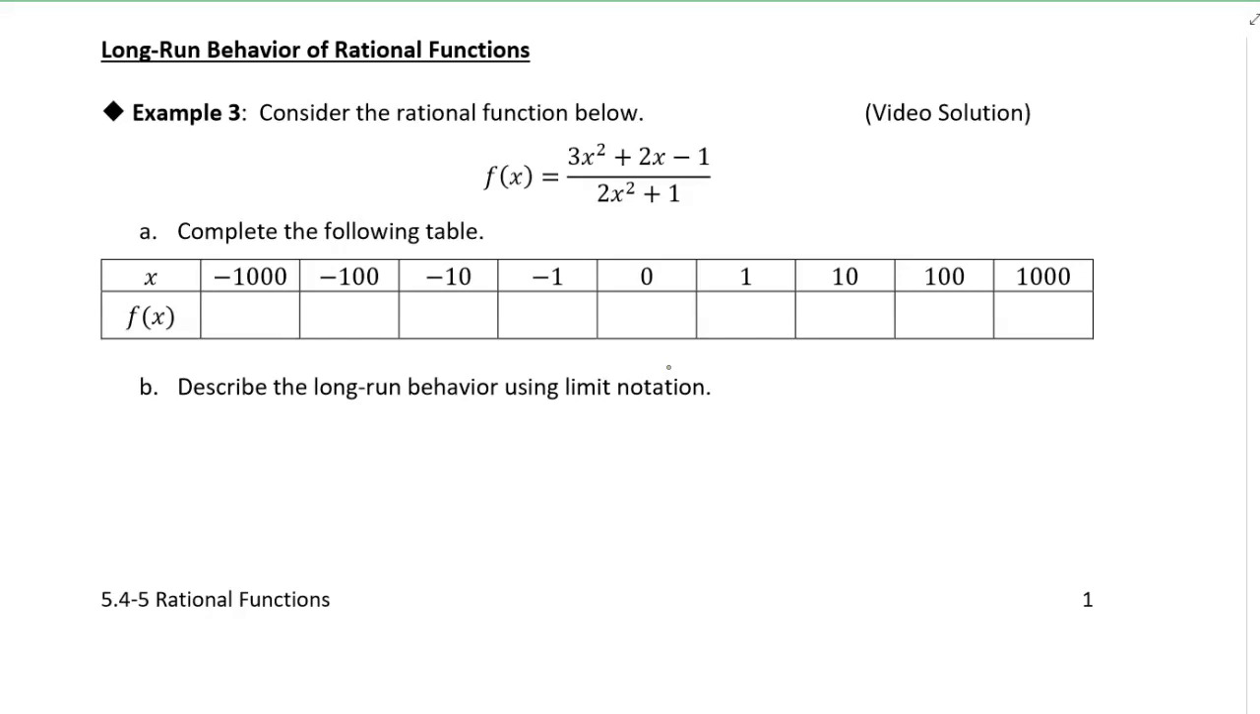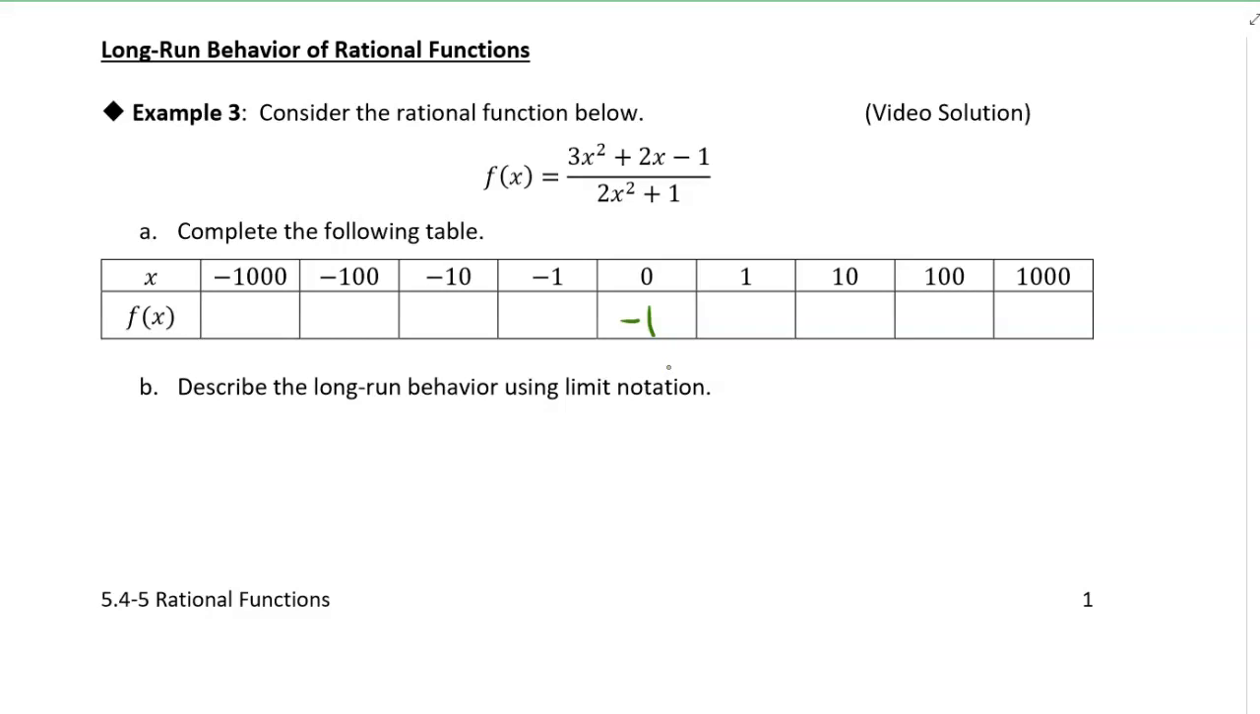So I'm going to start in the middle because f of 0 is easy to evaluate. I'm just going to put in 0 for x. So 3 times 0 is 0, 2 times 0 is 0. Everything goes away except for the constants, -1 on top and 1 on the bottom. So f of 0 is just going to be -1.